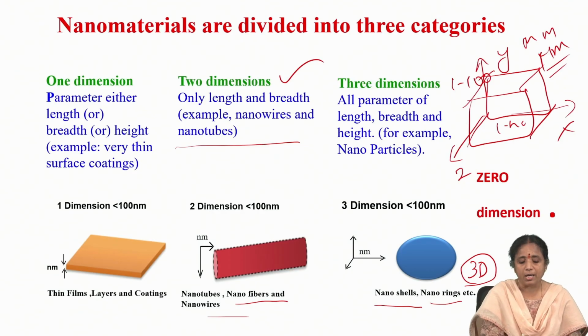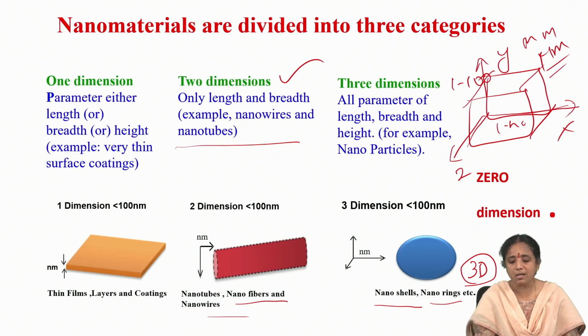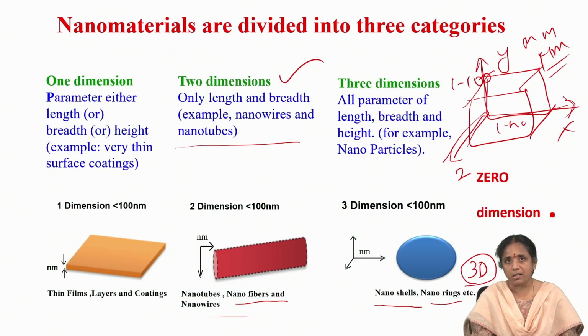Now coming to one dimension: only one dimension is in the nanoscale, either x or y or z. But still we can define that as a 1-dimensional nanoparticle. So there is no need that all three dimensions should be in the nanoscale. If any one dimension is in the nano range, we say that it is a nanoparticle, a nanomaterial.